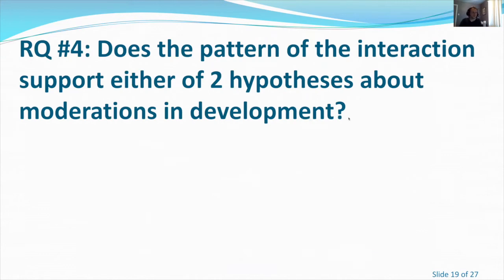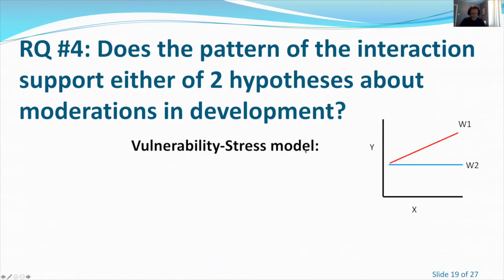Yeah, so then we move on to research question number 4. Does the pattern of the interaction support either of two hypotheses about moderations in development? There are at least two important models or hypotheses in developmental psychopathology. One of them is the vulnerability stress model that suggests that most people are probably not terribly susceptible to this particular risk factor, but some people, either through their genotype or something in their brains, have the more there is of X, the greater their risk of Y, or the more severe their psychopathology. So this suggests that really it's just a question of being vulnerable or not vulnerable.